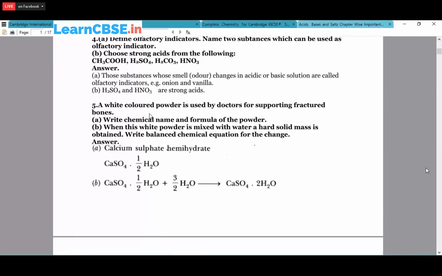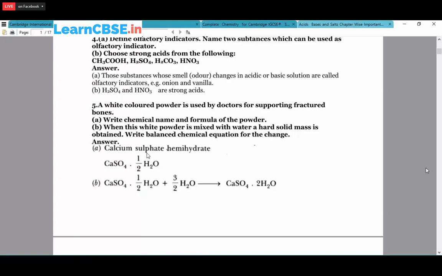A white colored powder is used by doctors for supporting fractured bones. Write the chemical name and formula of the powder. When this white powder is mixed with water, a hard solid mass is formed. Write the balanced chemical equation for the change.